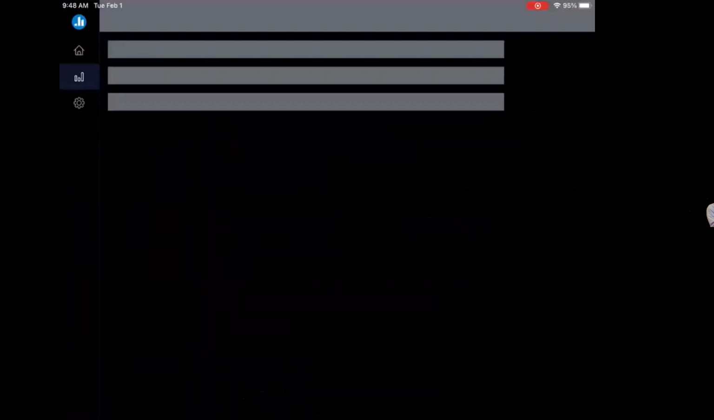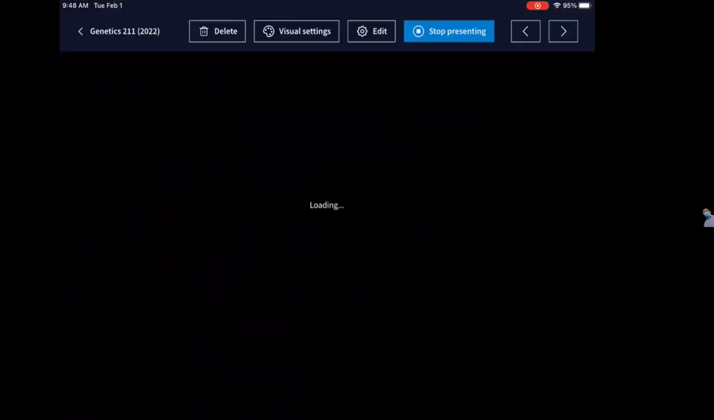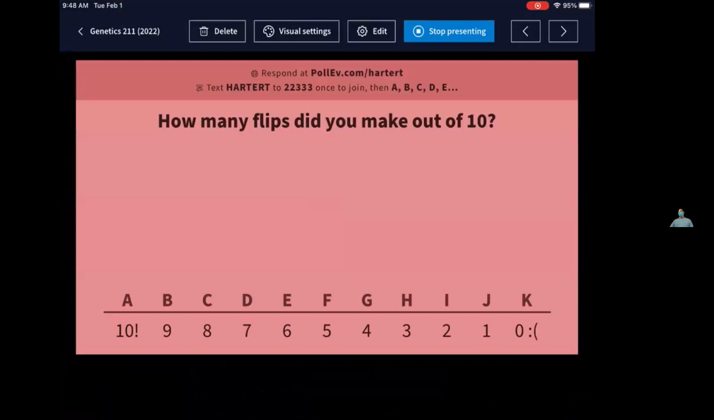So I actually want to, I always like seeing the histogram show up here. So just load up how many you got and then you can brag too. And if you got zero, you got zero. It's okay.